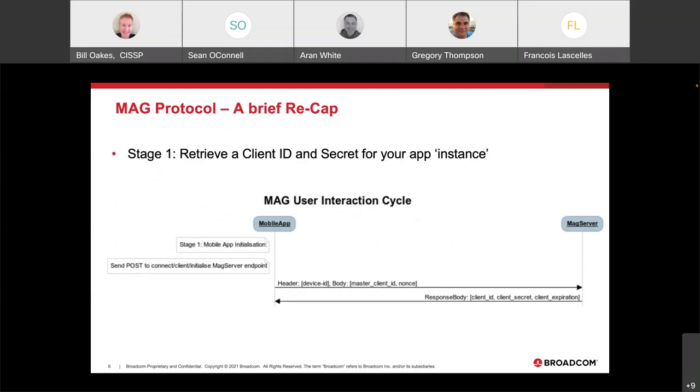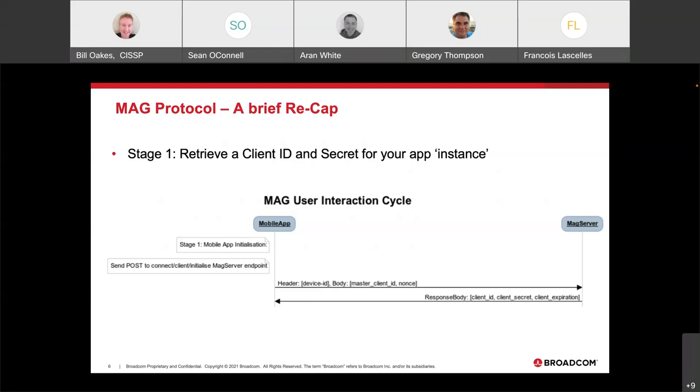But typically, when you register your app into the MAG console, there's a management console with the MAG capability of the Layer7 gateway. You will get a master key. A master key says Sean's apps from acme.com have a master key. What you do is you exchange that with the MAG server and say, give me back a client ID and a client secret for my instance of my app.